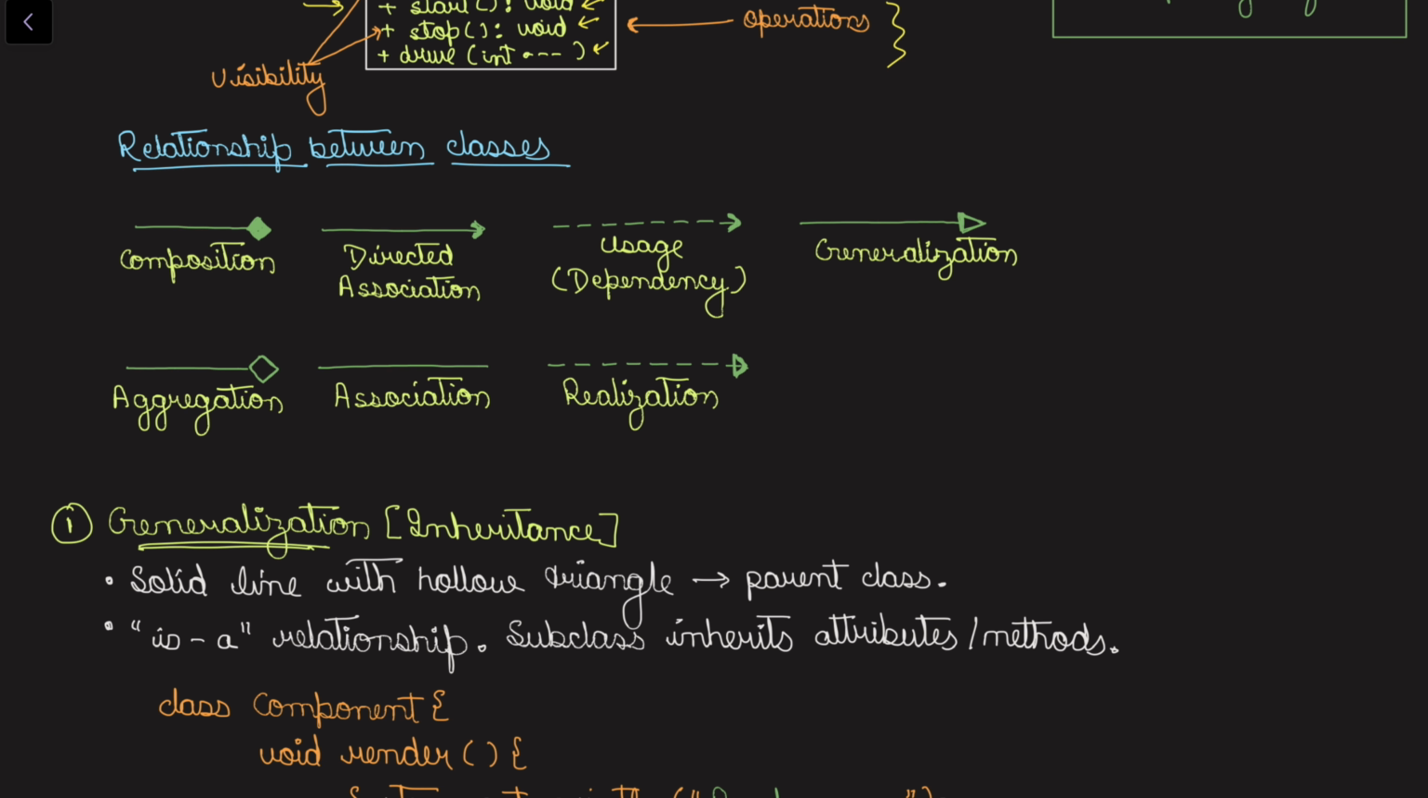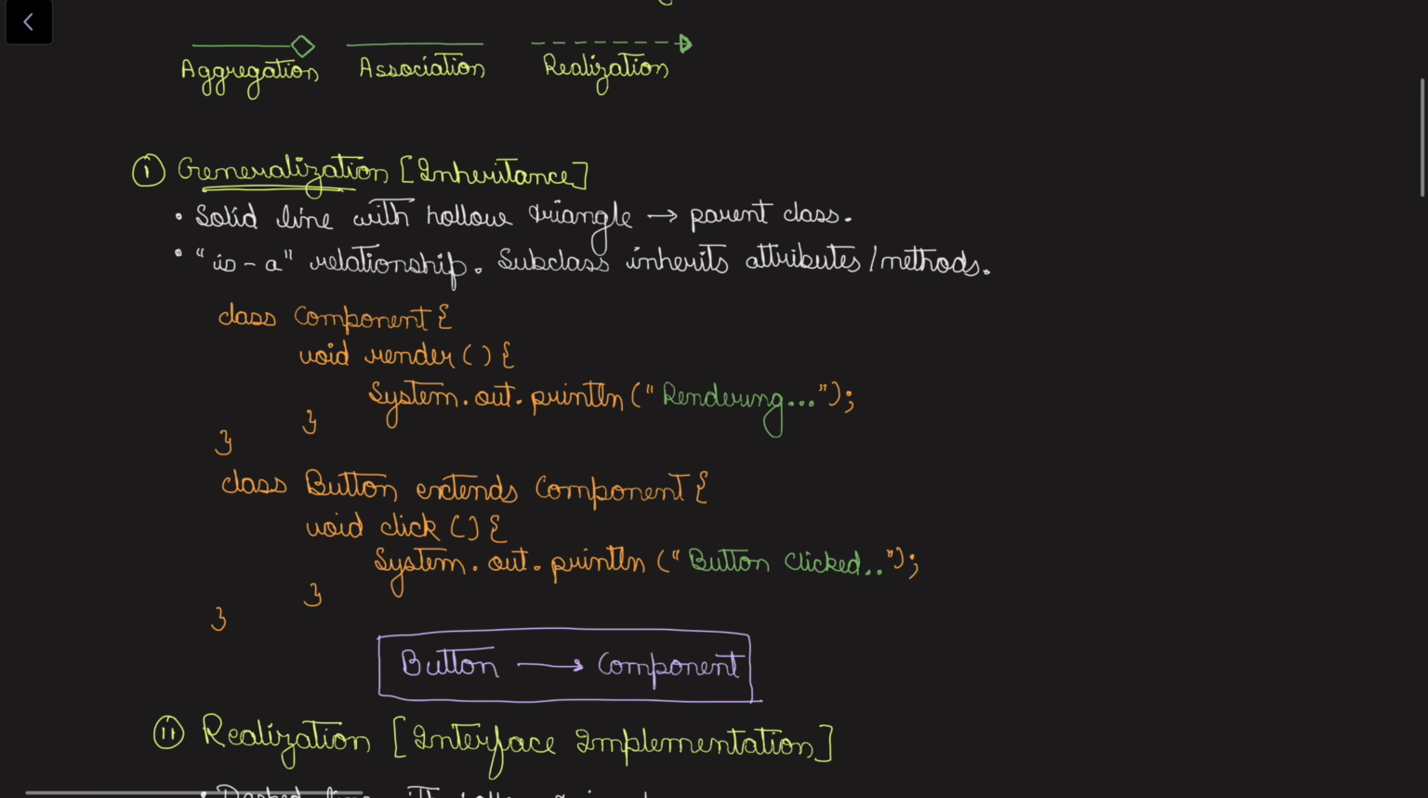Okay, so now let's move to the relationships that can be between the classes. The first one is composition, then direct association, usage meaning dependency, generalization, aggregation, association, and realization. With these relationships, you will be very clear when I'll be explaining all the UML class diagrams on the problem statements. So just listen very carefully.